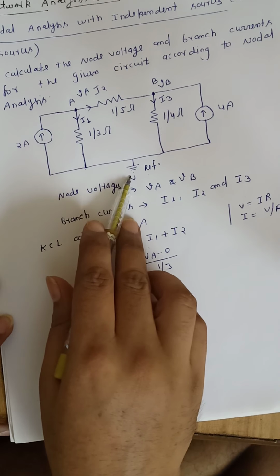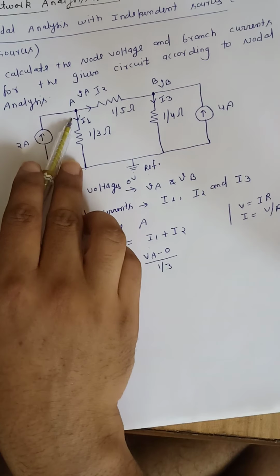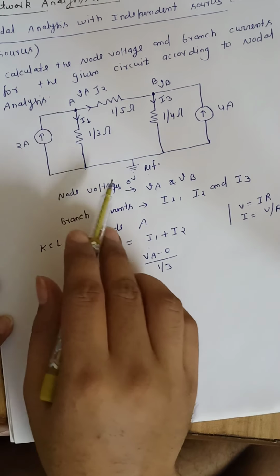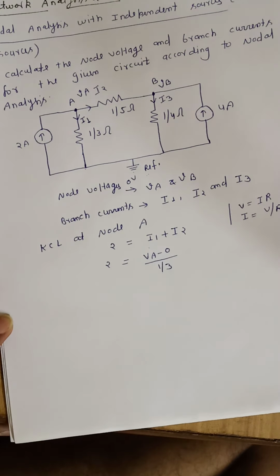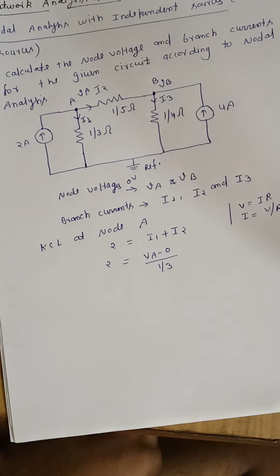And here we are taking VA minus 0 because according to the direction of the current, we can say A is at higher potential as compared to the reference node, because we know current will flow from higher potential to lower potential. So that's why the potential difference becomes VA minus 0. So I1 becomes VA minus 0 divided by 1/3.